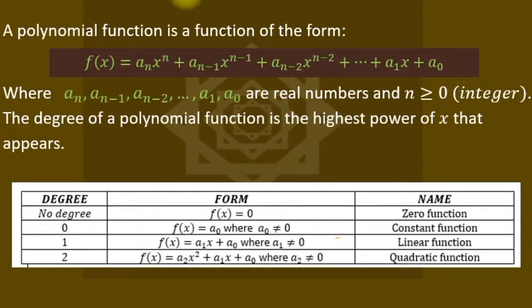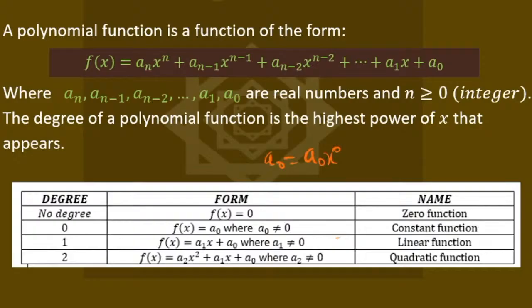So look at this table. If you look down, you will see f of x. That's the first one. The degree is 0, because what we have is a constant, a subscript 0, which could be written as a subscript 0 x raised to power 0. So the highest power is 0, so the degree is 0. But if it's just a constant that is 0, we have no degree.